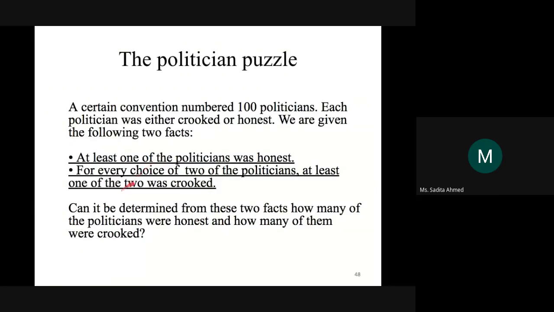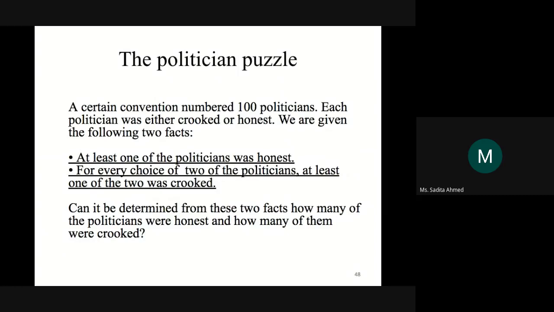Now, think about what you were saying: only one crooked and the remaining 99 honest. If that were the case, you would never get this situation, because for all possible combinations, at least one is crooked. In all possible combinations, how would you get that one crooked person? What about the rest of the 99 honest politicians? In their pairs, you wouldn't have any crooked politician at all.